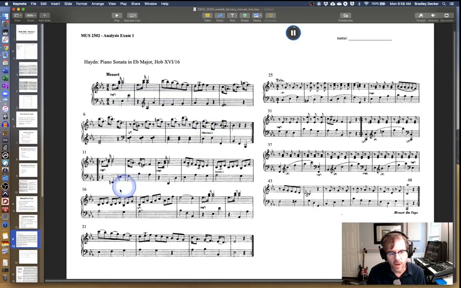The minuet is entirely in E-flat major, begins and ends in E-flat major. Even though it modulates towards the end of the first half, it's still all in E-flat major.